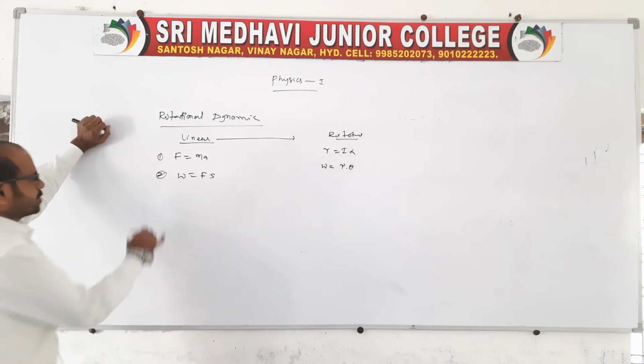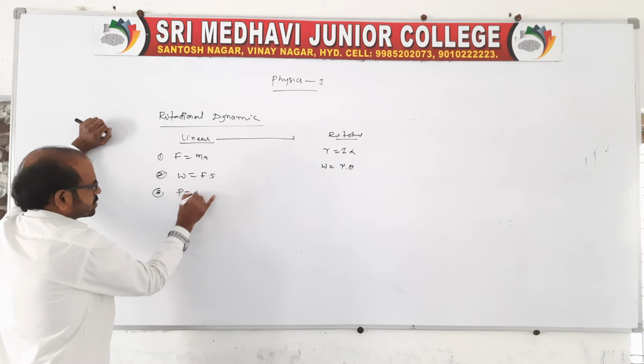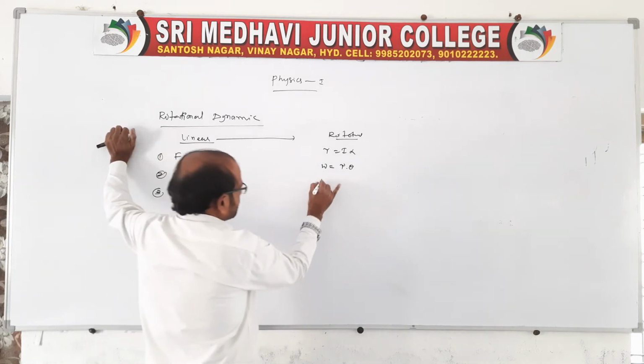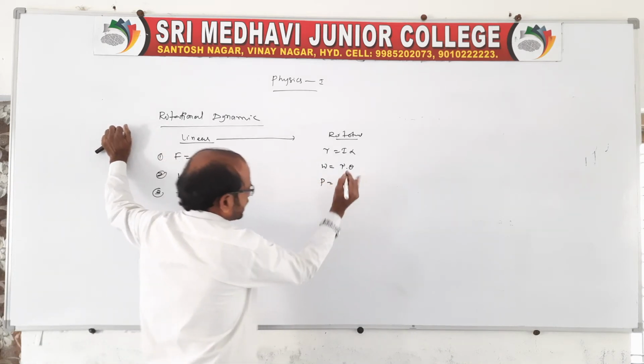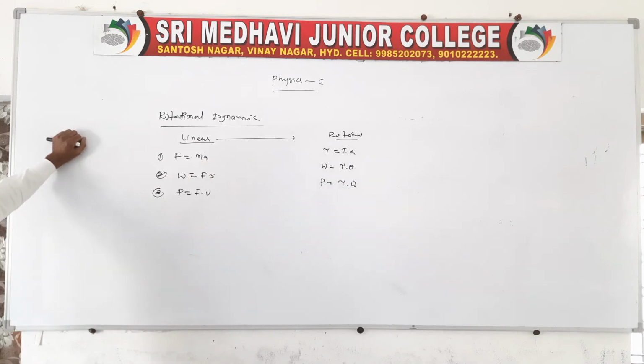Right? And you take power. Power is nothing but F dot V. Here you write power is equal to tau into omega. It is similar, I am telling rotational dynamics.